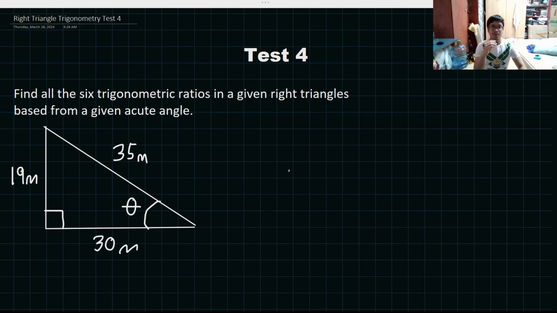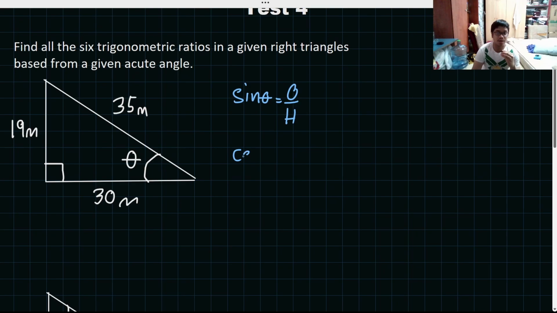So here, we will find all the 6 trigonometric ratios in a given right triangle based on a given acute angle. We have this first right triangle here. Again, recall all of the 6 trigonometric ratios. Let's start first with the three basic trigonometric ratios, which are sine theta is equal to opposite all over hypotenuse. Next is cosine theta, which is adjacent all over hypotenuse.